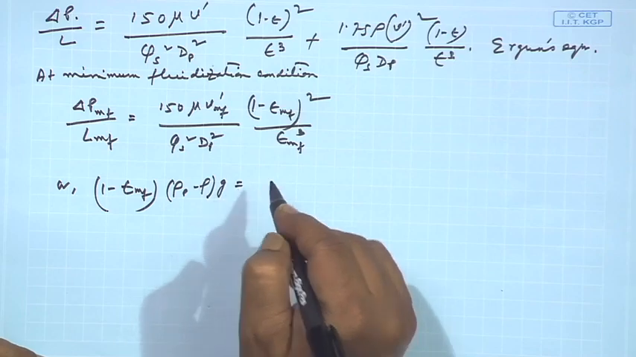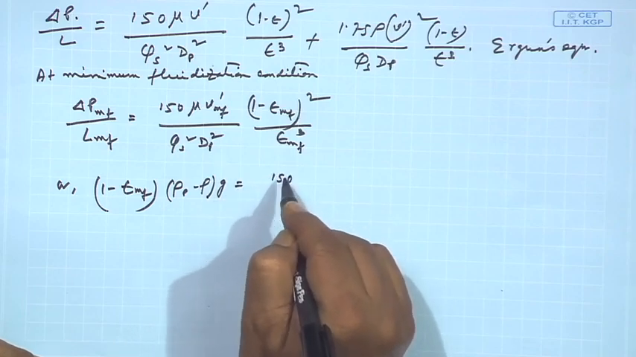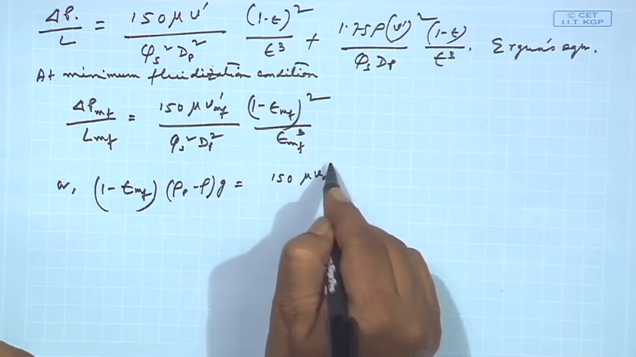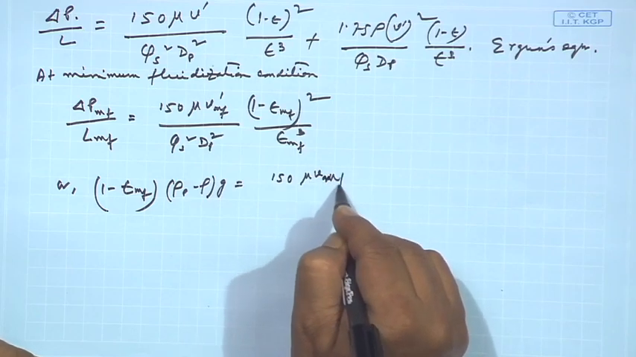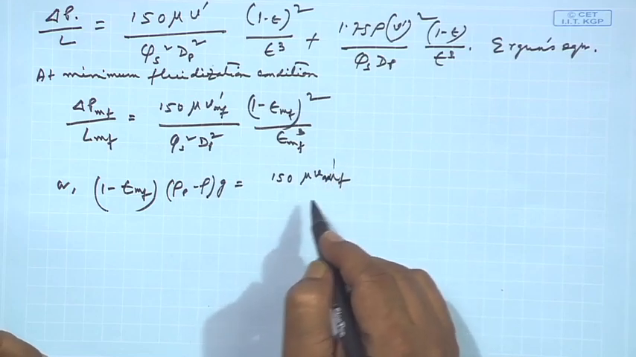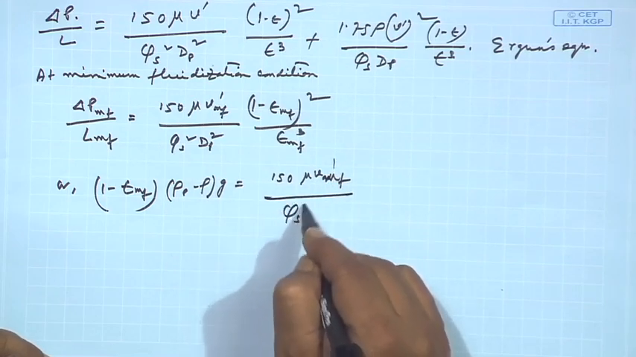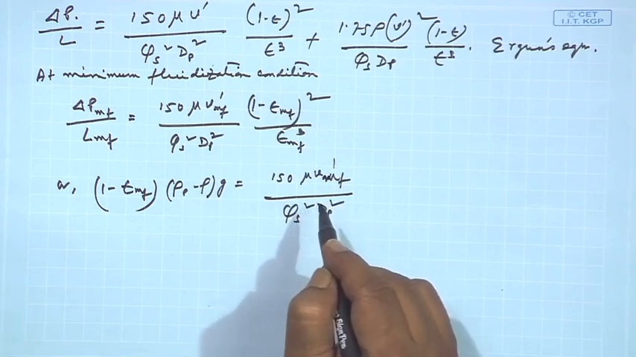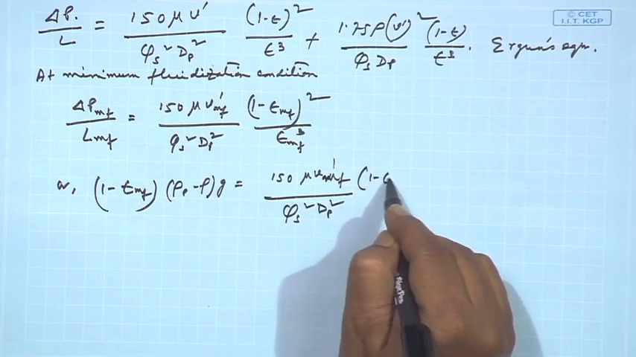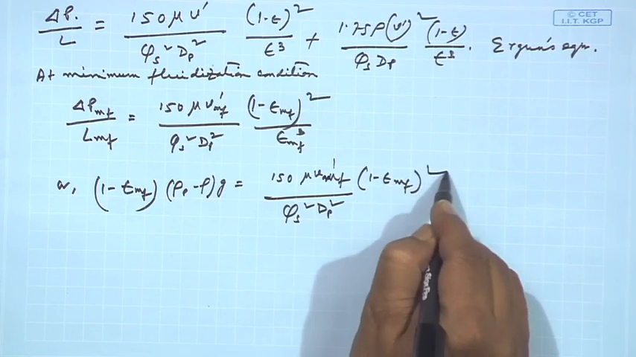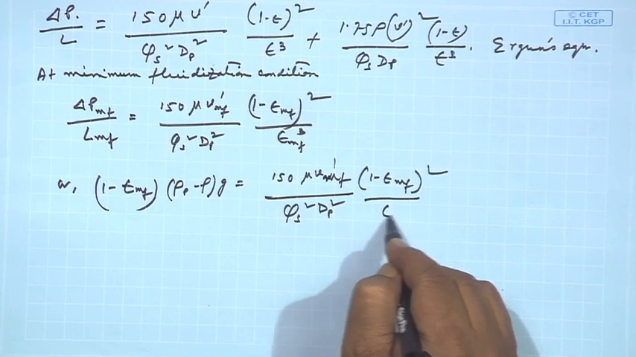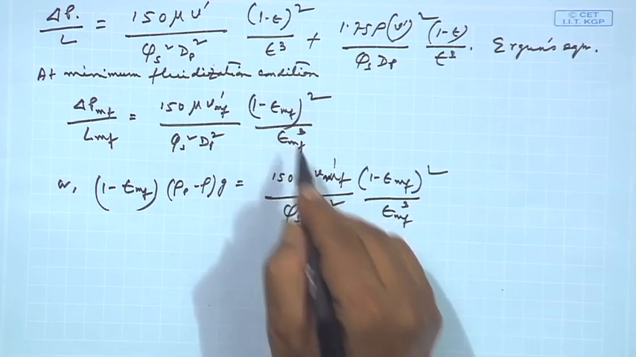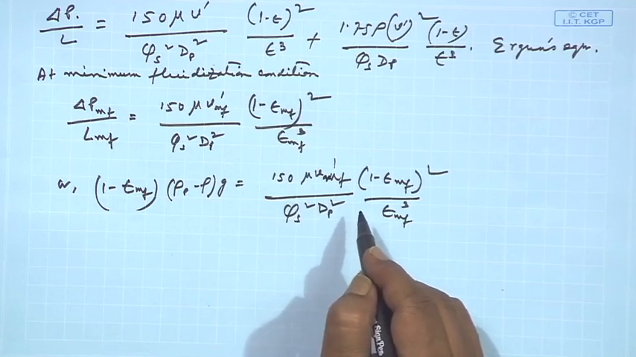So, this must be equal to 150 rho V average, V_mf prime over phi_s squared, into d_p squared, right, whole into (1 minus epsilon_mf) squared over epsilon_mf cubed, just rewriting that, right.